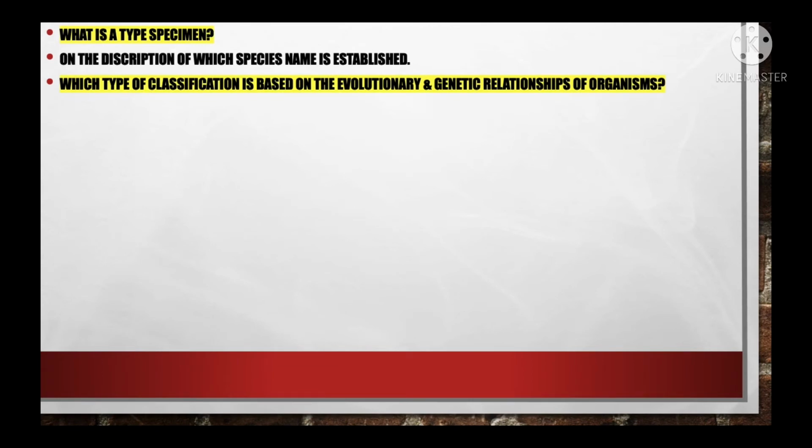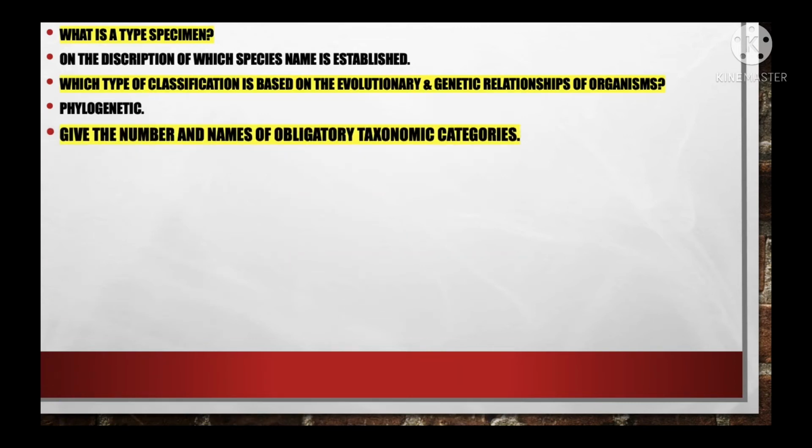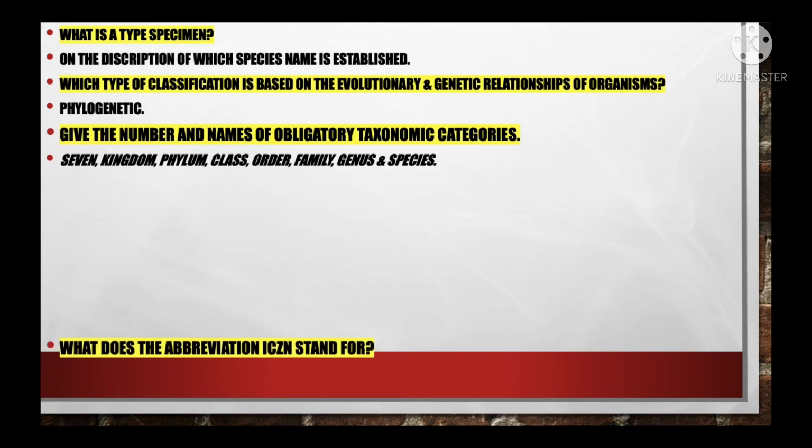Now, which type of classification is based on the evolutionary and genetic relationships of organisms? So, this is phylogenetic. We know that the phylogenetic system of classification is based on the evolutionary and genetic relationships of an organism. Give the number and names of obligatory taxonomic categories. So, the number is 7 and the taxonomic categories are, at first kingdom, then phylum, class, order, family, genus, and the last one is species. So a species is the smallest and the last category, and the first category is kingdom.